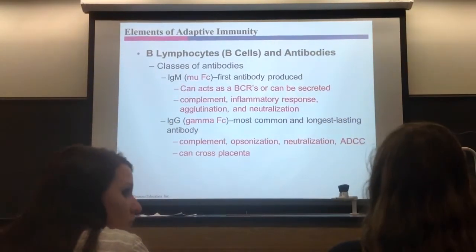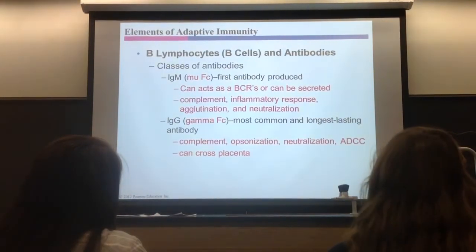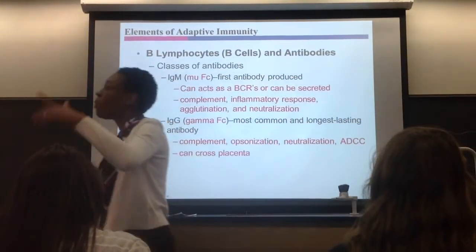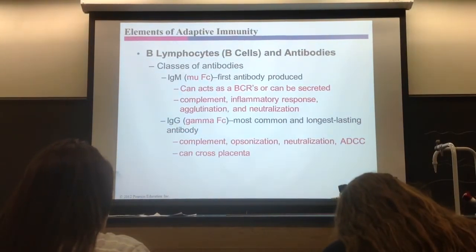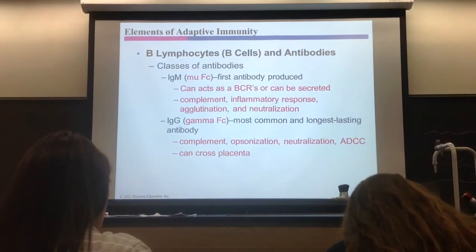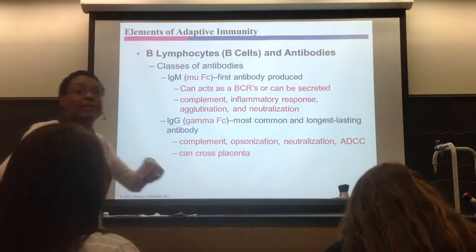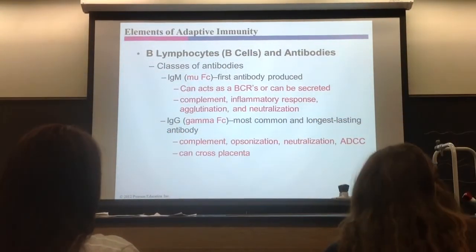Okay? IgM is the first antibody ever made. Whenever your B cells, I repeat, whenever your B cells encounter some epitope, the first antibody that will be made and secreted will always be IgM. Okay? Now, IgM can act as a BCR. When you see that, what does that really mean? It means it can remain in the membrane. It should click, right? If I say BCR, it's a Y-shaped guy in the membrane. It can stay there, or it can be secreted.